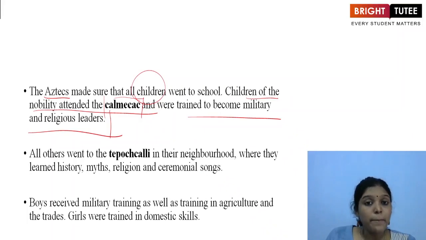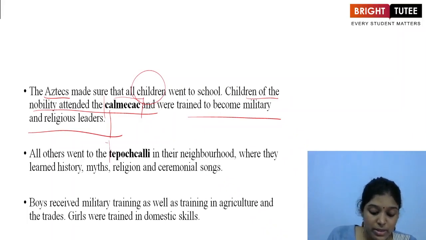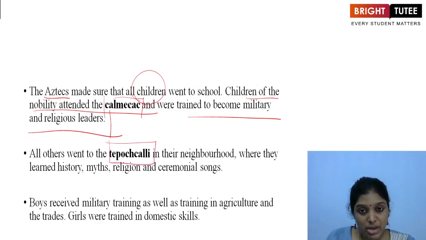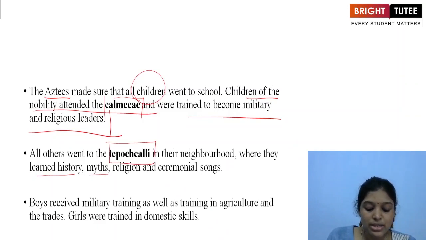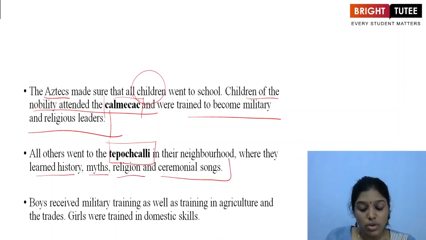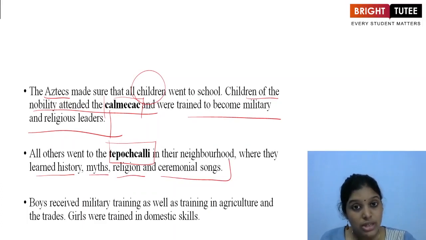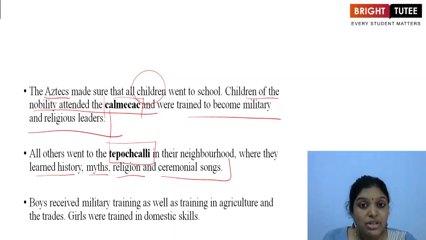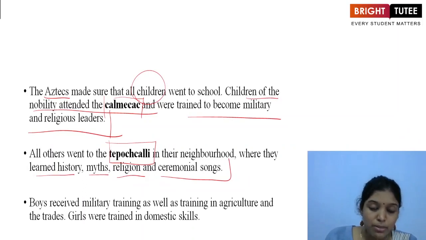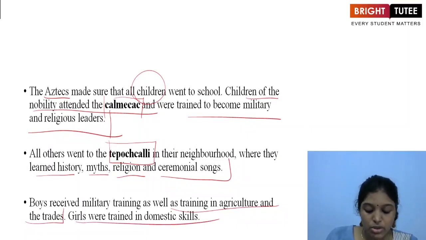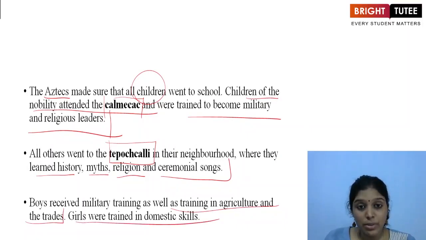And other common people and their children went to Tepochkali in the neighborhood, where they learned history, myths, religion, and ceremonial songs. So here the common students were trained in all this, and the children of the nobility were trained to become religious leaders and military leaders. And the boys received military training as well as training in agriculture and trades, and girls were trained in domestic skills. So gender division of labor is already there. Boys are trained in agriculture and military services, and the girls were trained to look after the household chores.